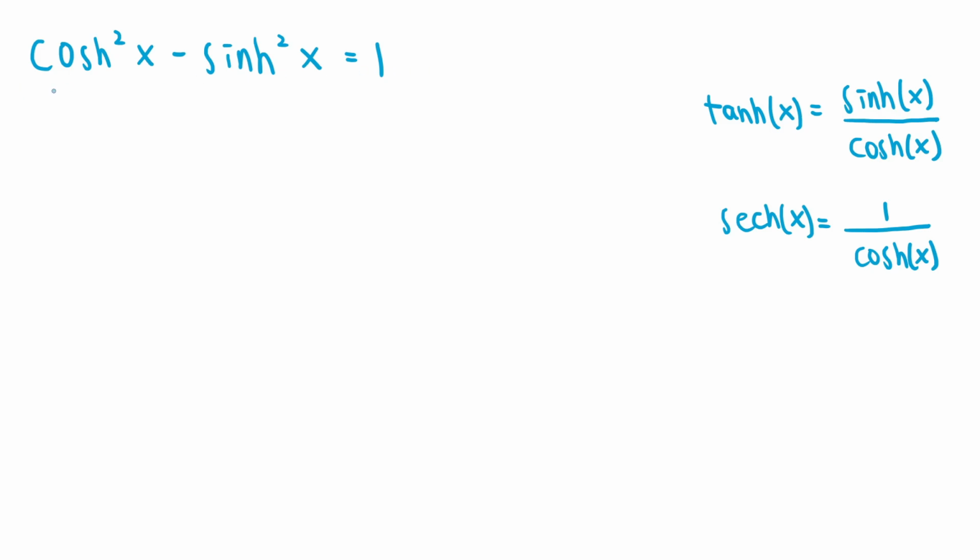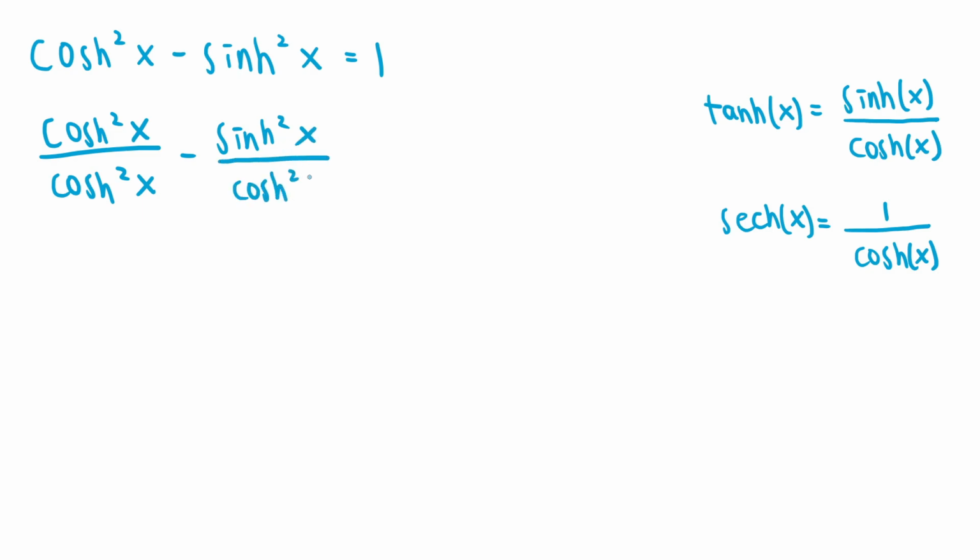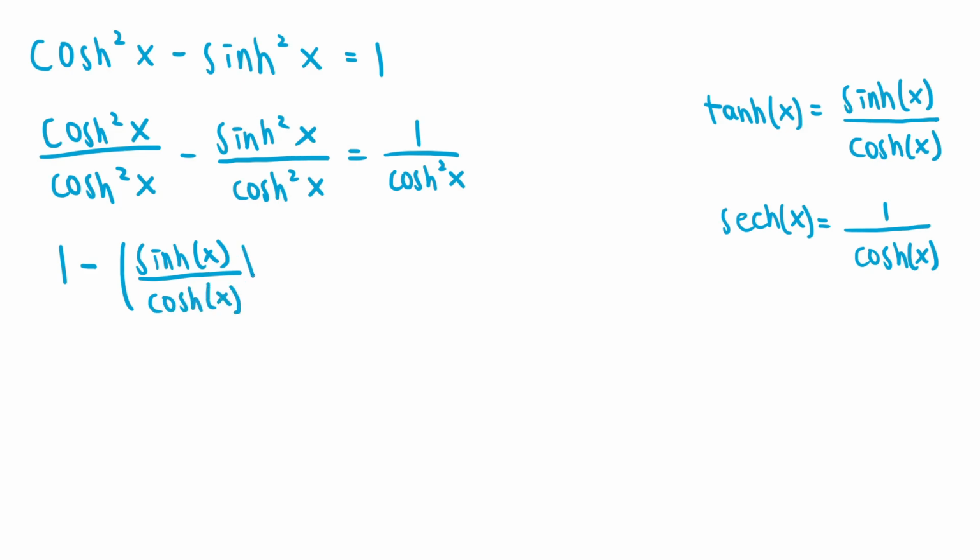If we start with the identity cosh squared of x minus sinh squared of x equals 1, we can divide both sides of the identity by cosh squared of x, which turns the identity into cosh squared of x over cosh squared of x minus sinh squared of x over cosh squared of x equals 1 over cosh squared of x. Cosh squared of x over cosh squared of x is equal to 1, and we can rewrite sinh squared of x over cosh squared of x as sinh of x over cosh of x all squared, and the right-hand side, 1 over cosh squared of x, can be written as 1 over cosh of x all squared.